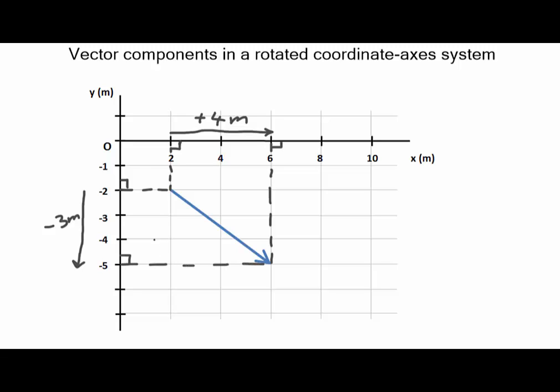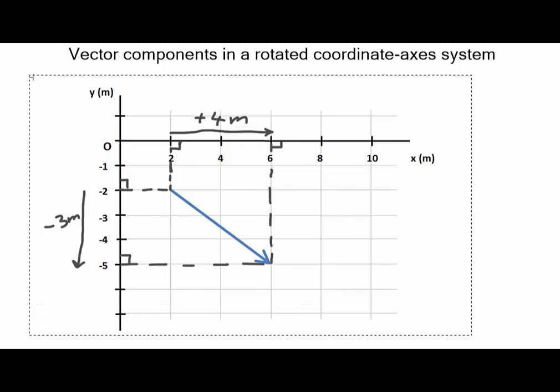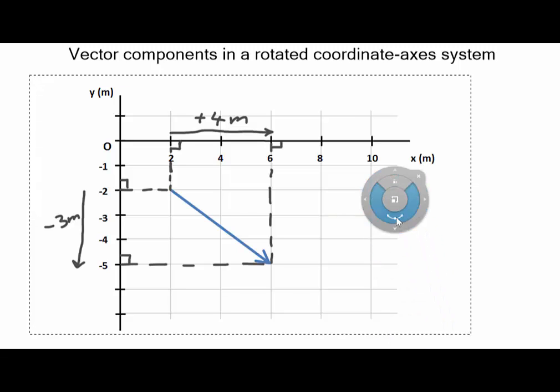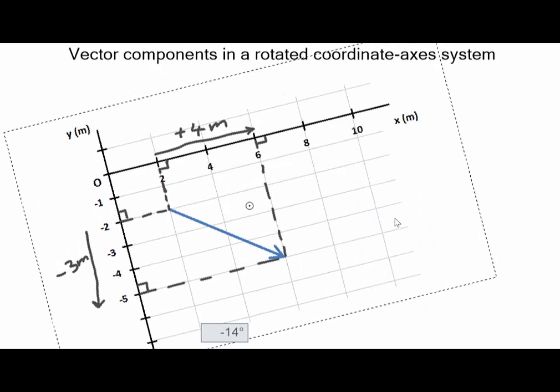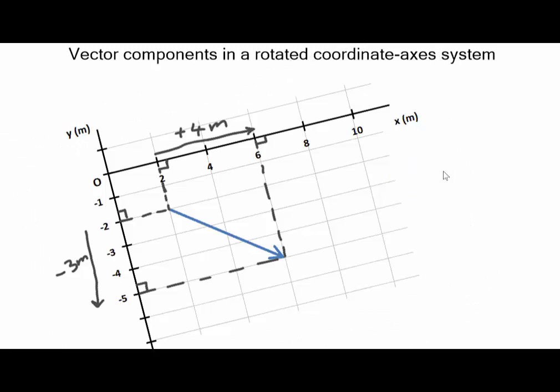So the method to obtain projections along axes is to extend lines from the tail and tip of a vector to the axes in such a way that your line is perpendicular to the axis. Okay, all that sounds good, but now watch what happens if I grab this entire picture and rotate it. So here I've rotated it by a certain amount, and let's now see what happens.